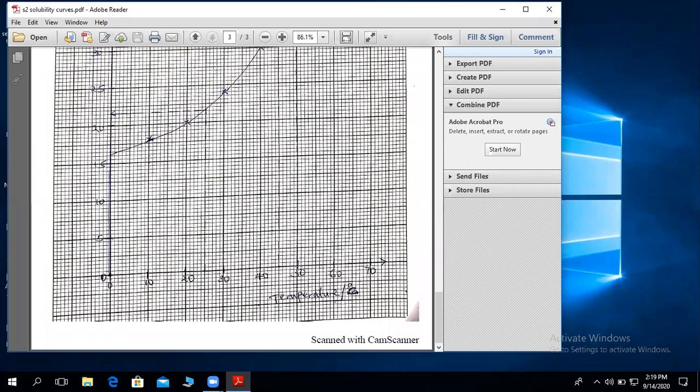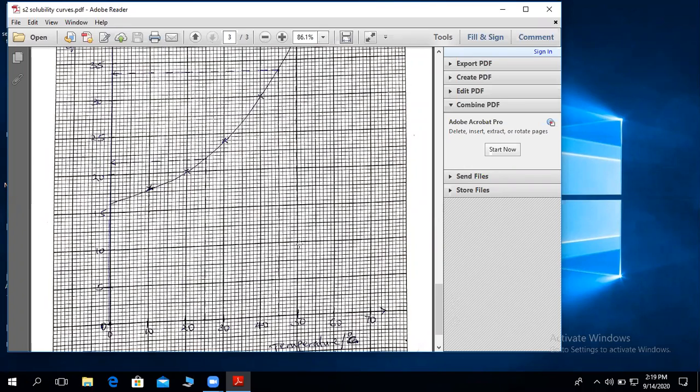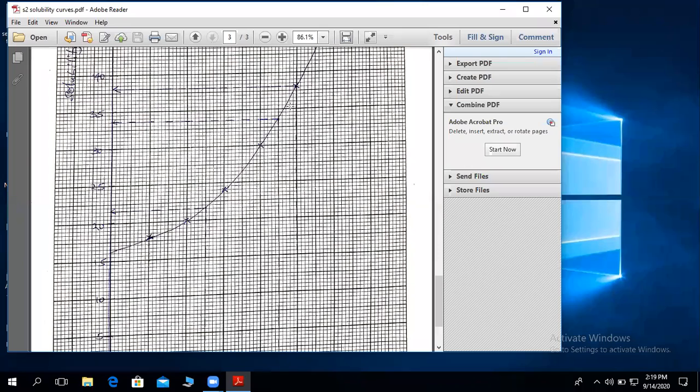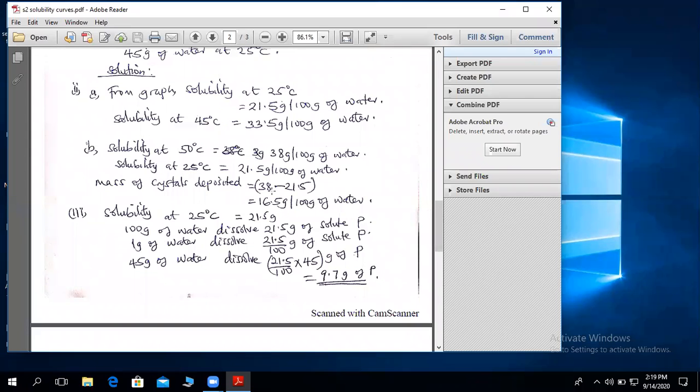So from my graph, solubility at 50, if I come with that line, I meet my graph at this point and I go to the solubility side. This is 35.5, 36, 36.5, 37, 37.5, 38. So my solubility at 50 degrees centigrade is 38. Solubility at 50 is 38 grams per 100 grams of water.